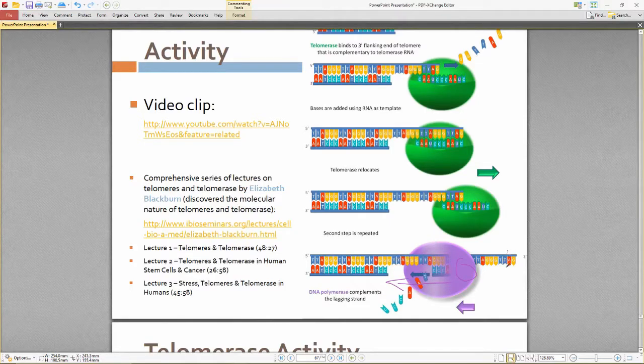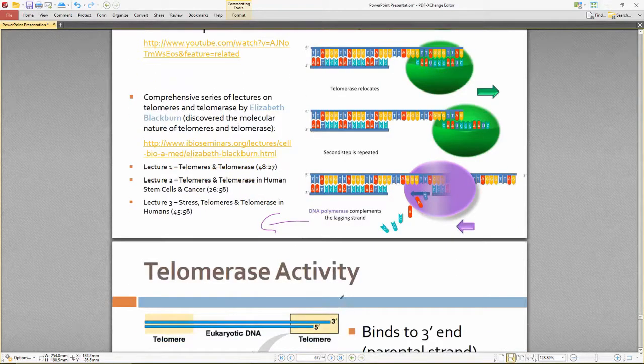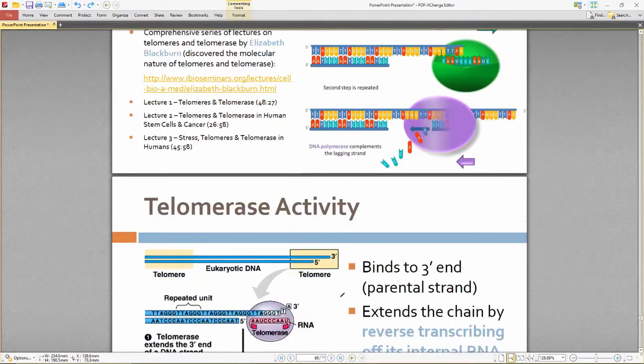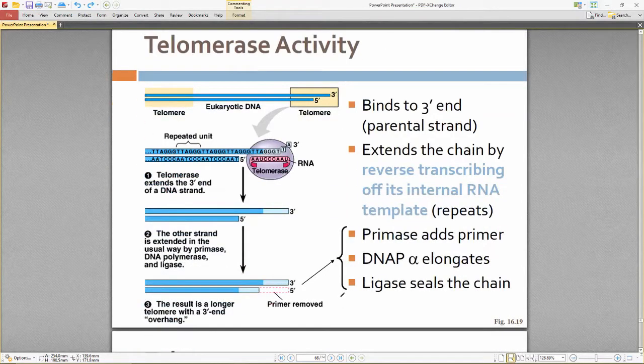But now you have this super long 3' end, or this super long template strand, so you have more space for a primer to come in, DNAP 3 to come in, and then DNAP 1 can come in again, and then you can basically extend your telomere to prevent losing actual coding DNA down the line. Yeah, it's pretty simple. It's really, really important, though, to understand where the telomeres would be.